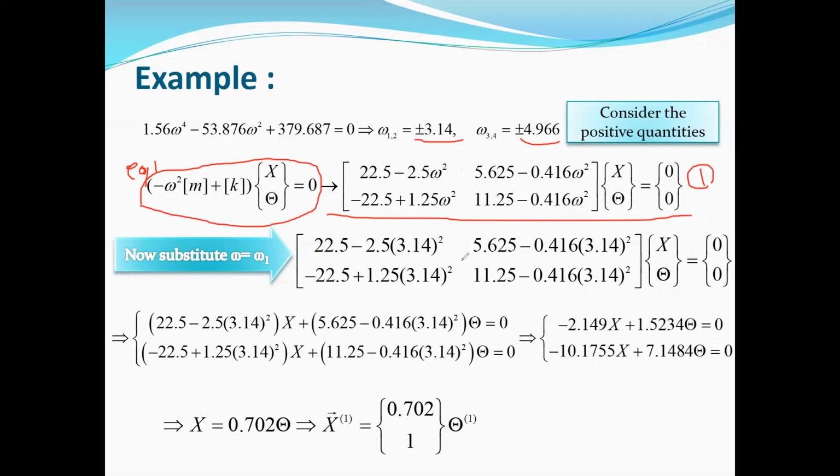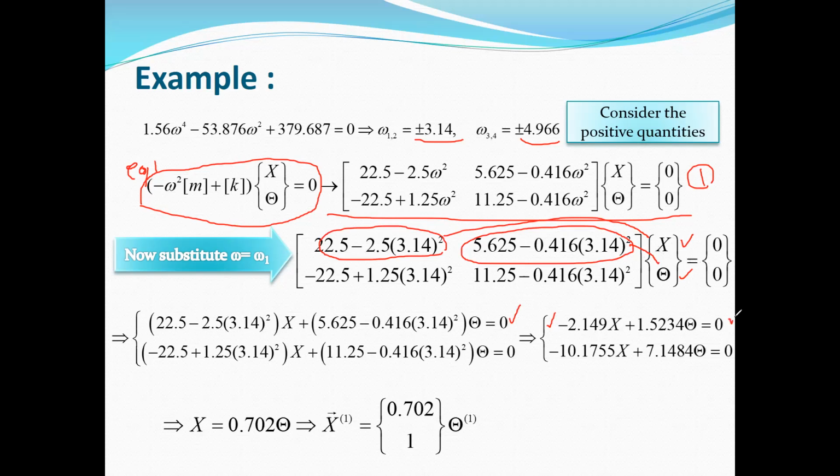You can see we will have two equations, because 3.14 is the eigenvalue or the natural frequency of your system. These two equations, the first equation and second equation, will give you the same equation. I mean, if you substitute here, you can only obtain one relation between uppercase X and uppercase theta. So if you simplify them, you can extract these two equations.